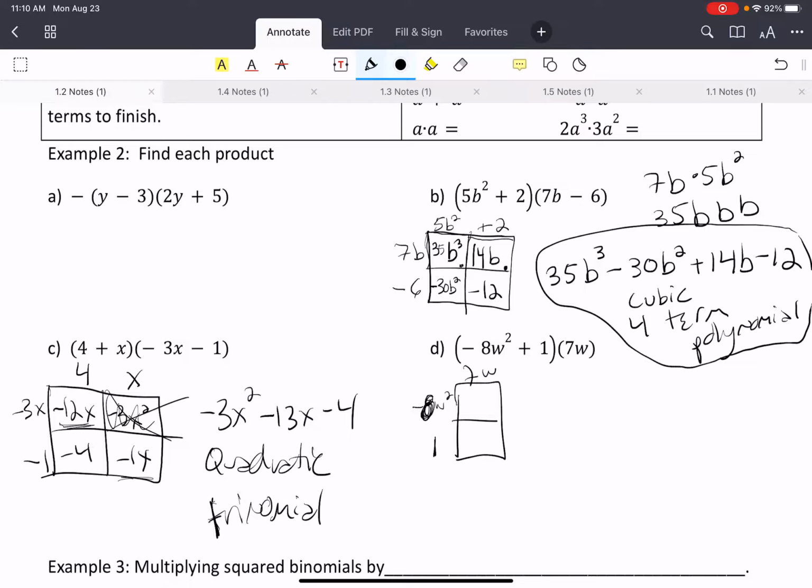Did I give you enough time to catch up, fixing the last one and drawing the box for this one, or do you need more time? Another 10 seconds?